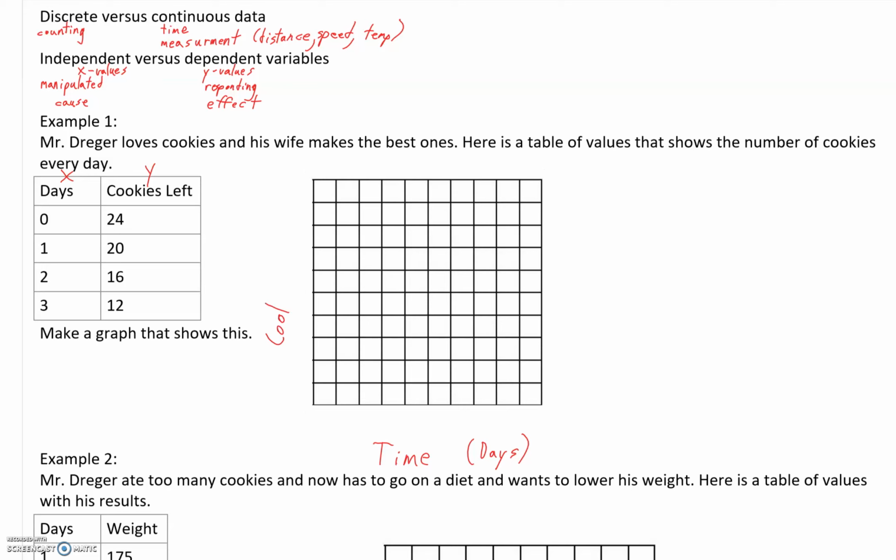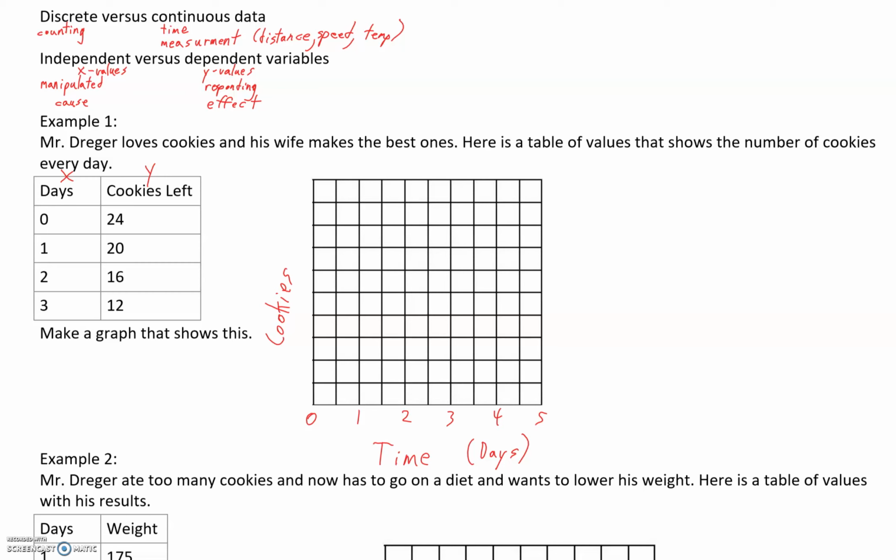Also, if we look at the number of cookies left, can you have half a cookie left? No, there's no way, because Mr. Drager would never leave half a cookie uneaten on the counter. That is just wrong. So therefore, we will not have half a cookie. So let's take a look at drawing this out on the graph. 0, 1, 2, 3, 4, 5. I'm going to just label it like that for the number of days.